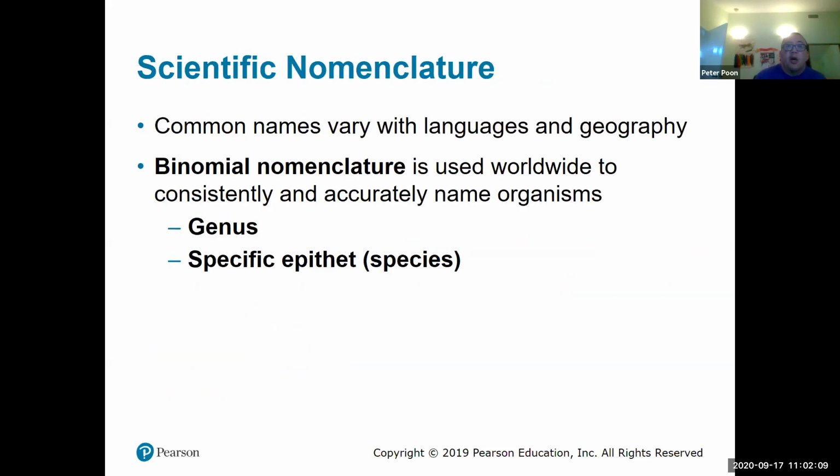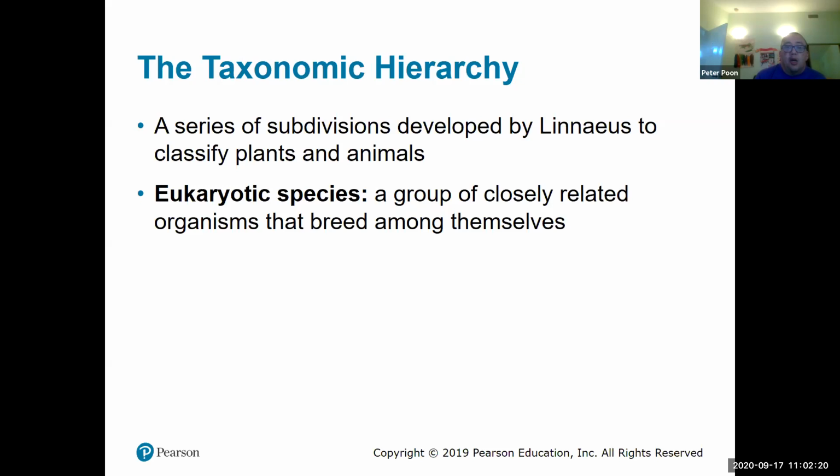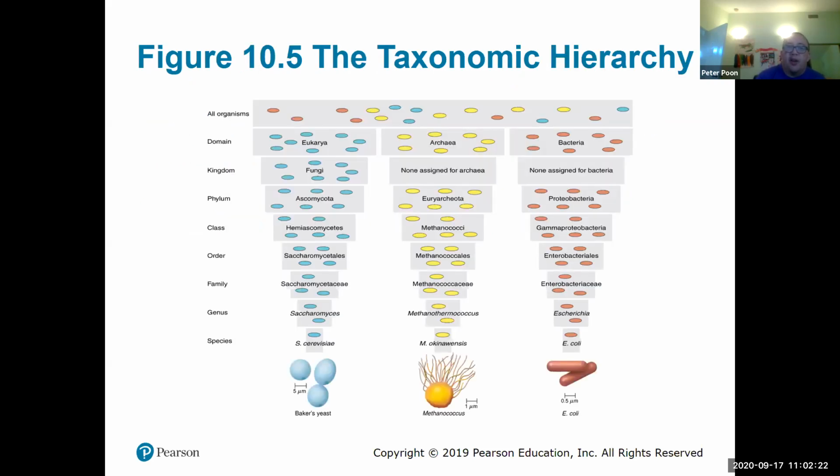Okay. So binomial nomenclature. I'm sure you guys understand. We use a genus and we use a species to designate a name. So we can classify organisms based on domain, or kingdom if they have one, and then the phylum, class, etc., etc.